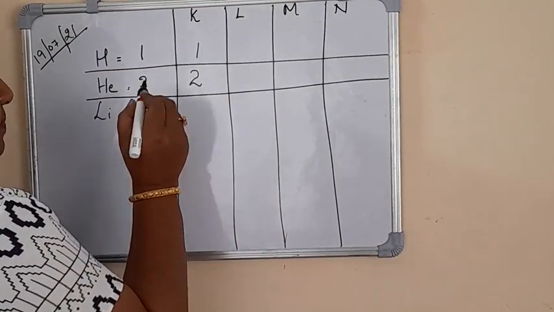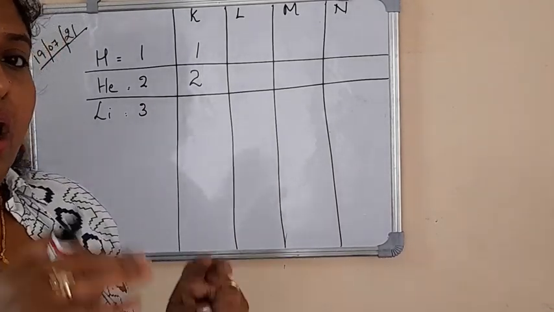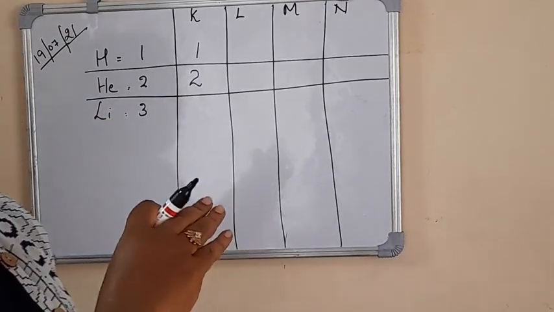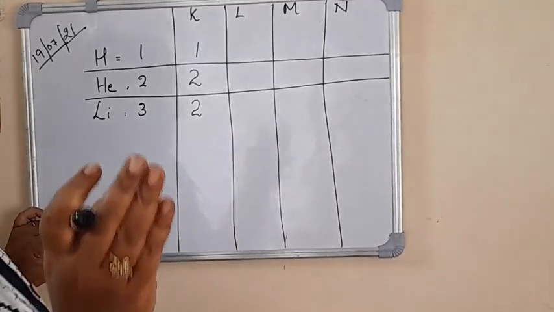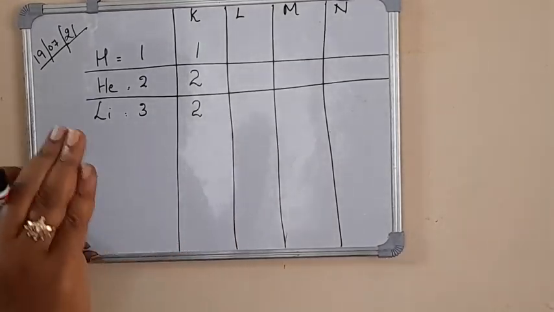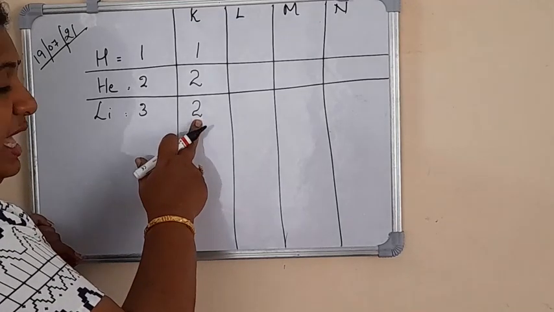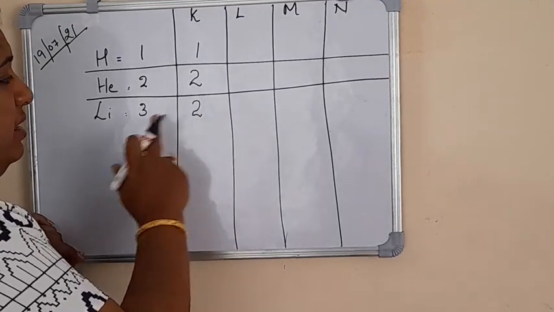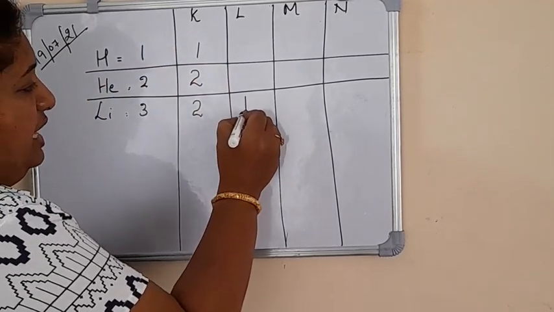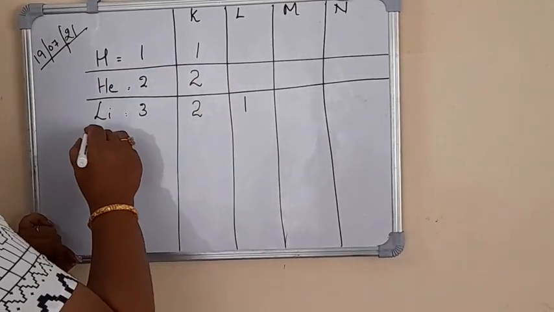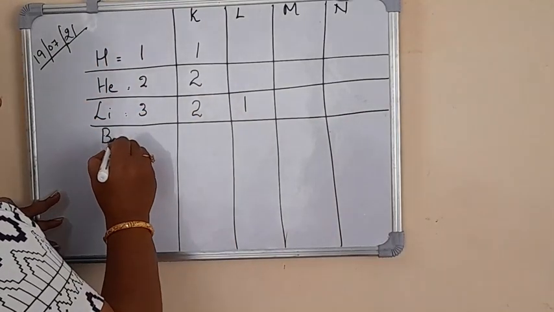Okay. Next is lithium. Atomic number 3. So, the first shell, the K shell, we can give the maximum capacity, that is 2 electrons. As you know, K shell can only accommodate 2 electrons. So, 2 electrons we have given to the K shell. What is the remaining? 3 minus 2, 1. So, that 1 electron we will be giving to the L shell.